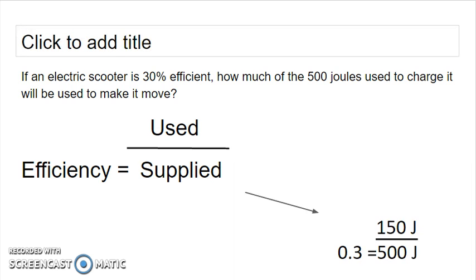Okay, so with this problem, our efficiency is 30%. But remember, we can't leave it as 30 in our equation. The efficiency needs to be a decimal. So here, instead of writing 30, we'd write 0.3. Our energy supplied, so how much energy we had in the beginning, was 500. But we're looking for how much we're actually going to be using in order to make the scooter move. So it's 30% efficient, so if we multiply the 0.3 by the 500, we get that our final answer is 150 joules of used energy.